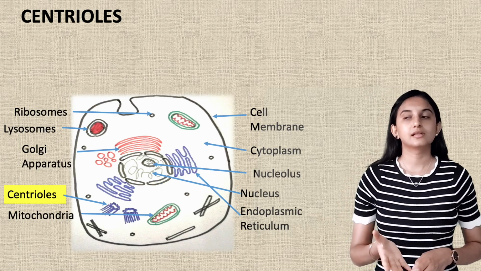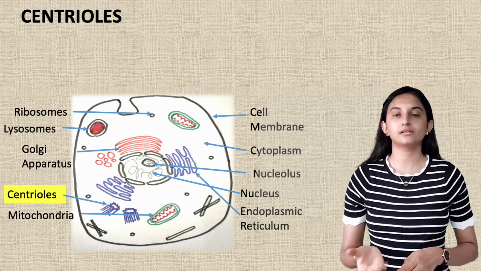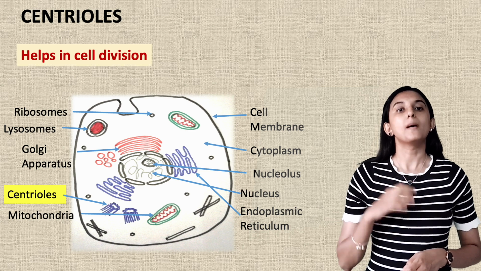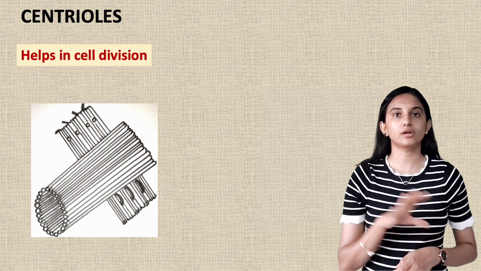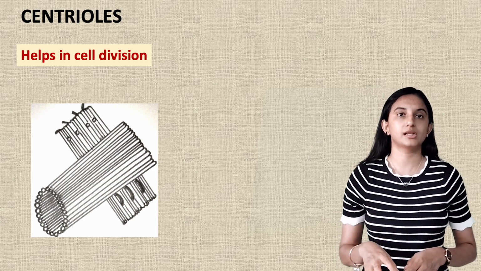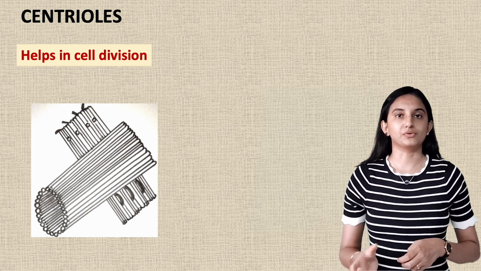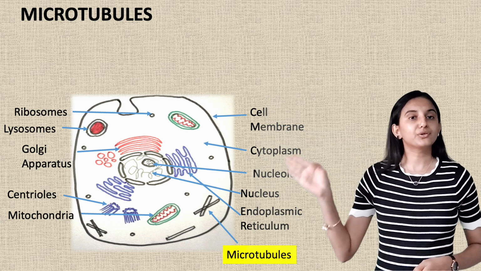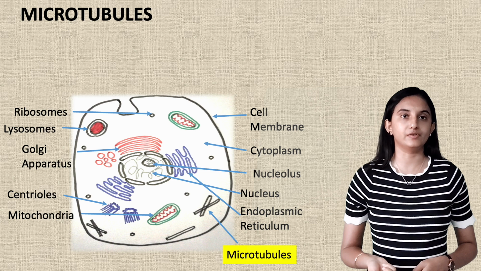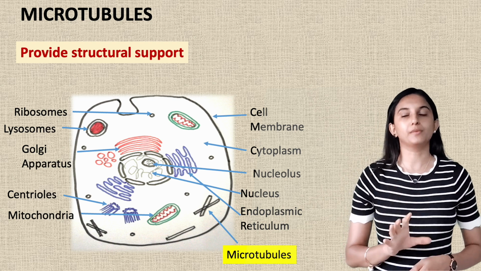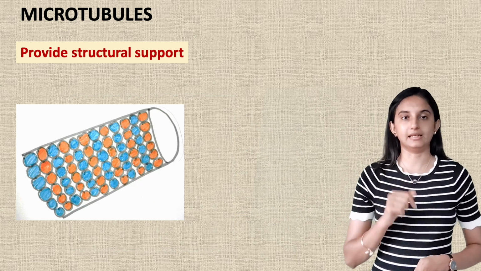Centrioles. Centrioles are cylindrical structures made of microtubules. They help in cell division by organizing the spindle fibers that separate chromosomes. Microtubules also help in cell division and transport of material within the cell.